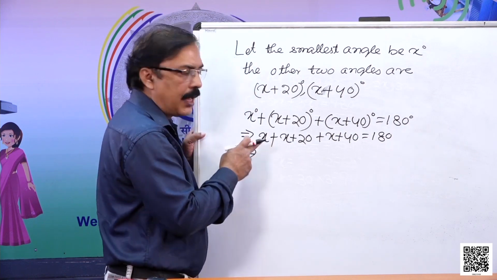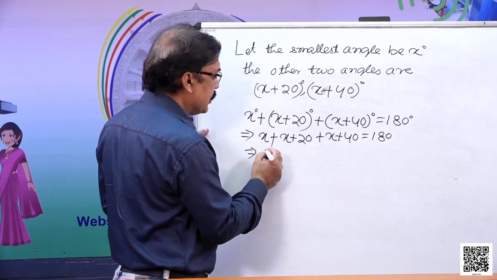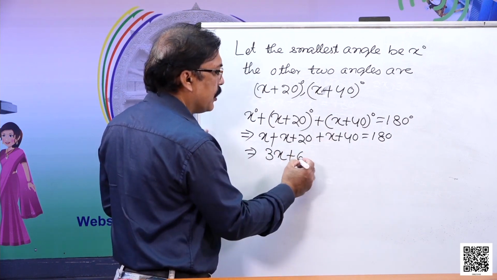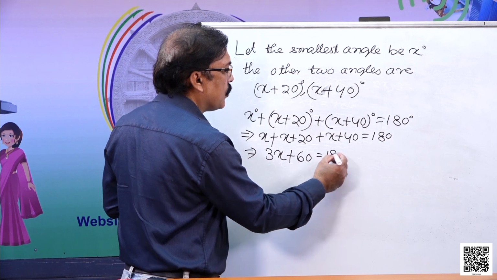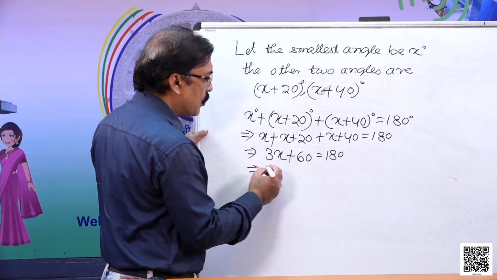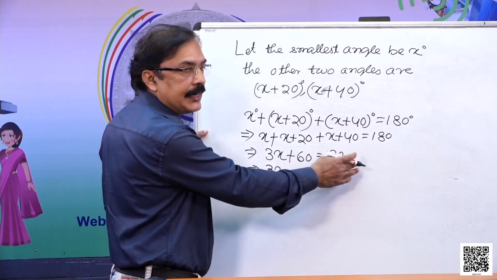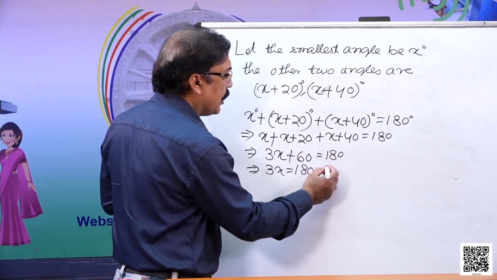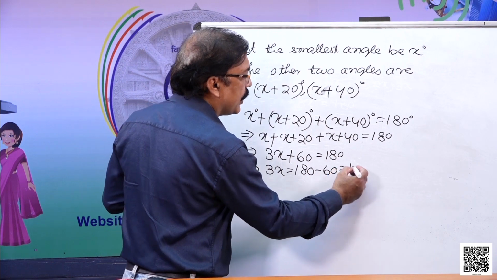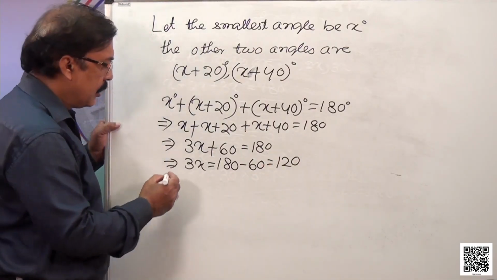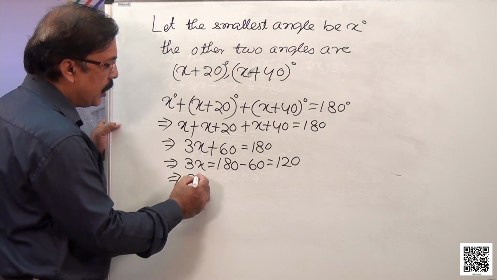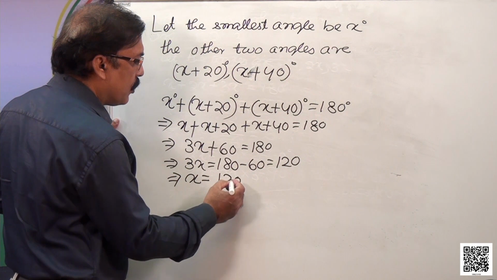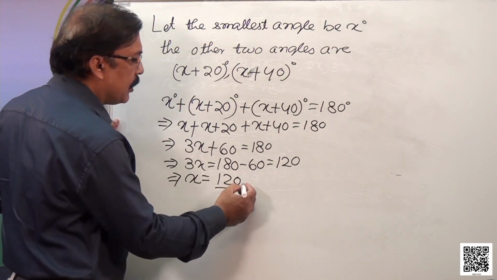This gives x plus x plus x, that is 3x, plus 20 plus 40, that is 60, is equal to 180. So by taking 60 to right side, we have 3x is equal to 180 minus 60, that is 120. So by solving it, dividing both sides by 3, x is equal to 120 by 3, that is 40.